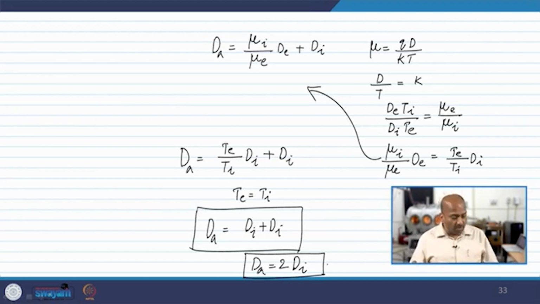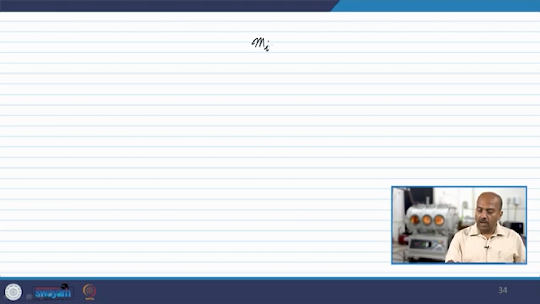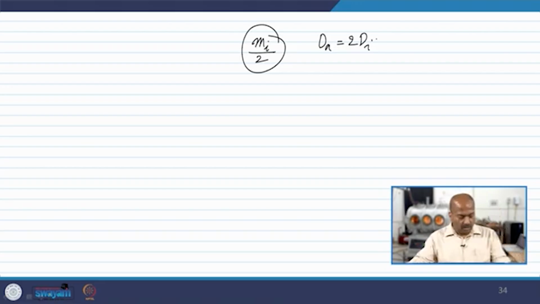So, the effect of ambipolar electric field is to increase the diffusion of ions by a factor of 2 and make electrons move as if they have a mass of Mi by 2. So, these two factors are important. Mi by 2 is going to be the mass of electron, and the diffusion coefficient is twice the diffusion coefficient of ion. So, the effect of ambipolar diffusion or ambipolar electric field is to increase the diffusion of ions by a factor of 2. That is how they will start moving with the same velocity.